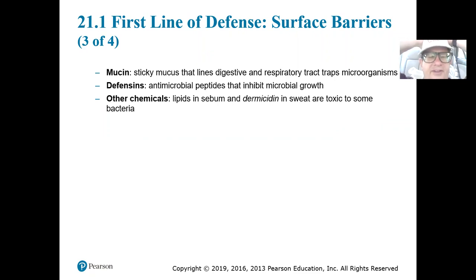Now, there are also defensins, which are antimicrobial peptides. When we say peptide, what we're talking about is a chain of amino acids. Think of these as little itty bitty single chain proteins. And their job, these antimicrobial peptides, is to inhibit microbial growth. Fancy way of saying make it hard for bacteria to reproduce. The book says other chemicals, lipids in sebum, dermcidin in sweat are toxic to some bacteria. So that means your normal skin secretions could be helping to kill things that don't belong. All right.